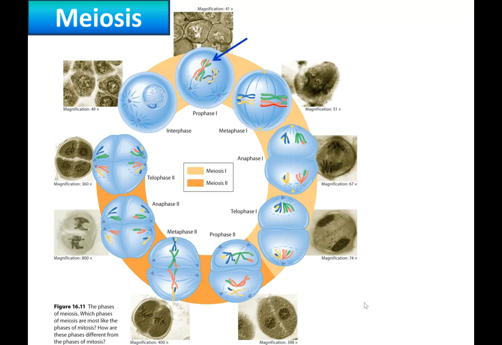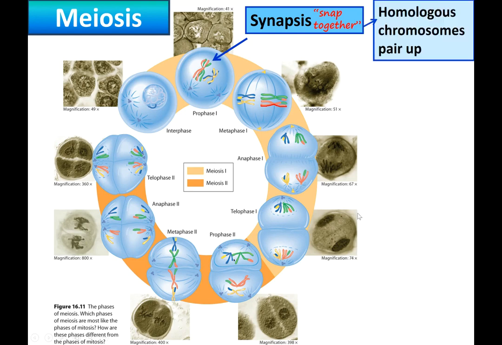During meiosis, a few things happen that are different from mitosis, starting in prophase I with synapsis. That's when the homologous chromosomes snap together. That's how we remember what it means. Synapsis, snap. This is when the homologous chromosomes pair up, they join at the centromere.